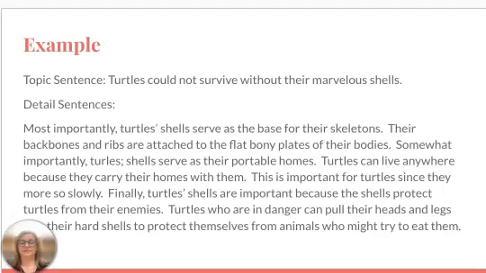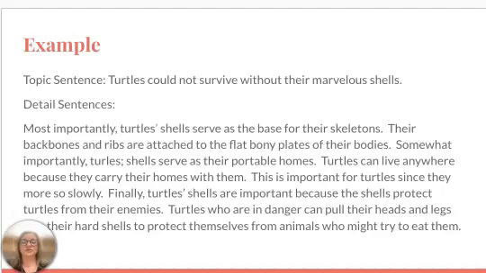So let's look at an example of a paragraph. We've got the topic sentence, which is, turtles could not survive without their marvelous shells. Then I'm going to read you all the detailed sentences. I'd like you to look for those transition words. See if you can get them before we go back and look at them.